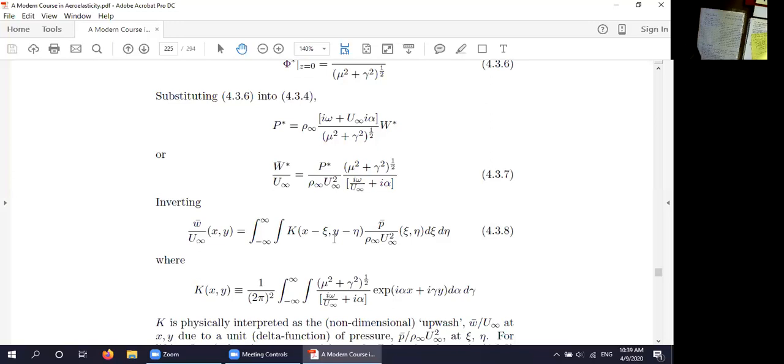Okay, so now the question is, how are we going to solve this problem? Well, we're going to probably try the same thing we tried before. Now we're having an interval just over the wing. We'll divide it up into little boxes. I'll have, let's say, 100 boxes. So I'll have 100 unknowns P. I'll have 100 knowns, namely the downwash in the center of each one of these boxes.